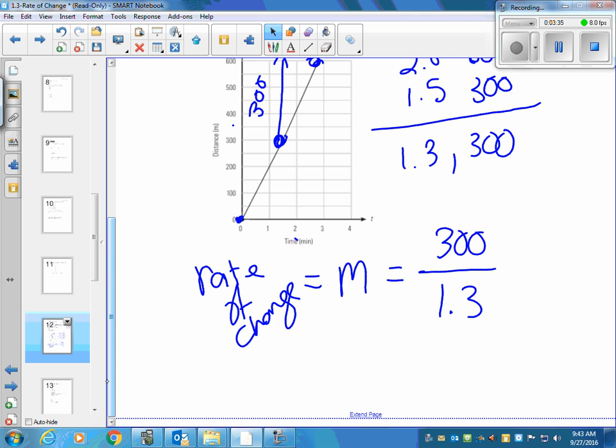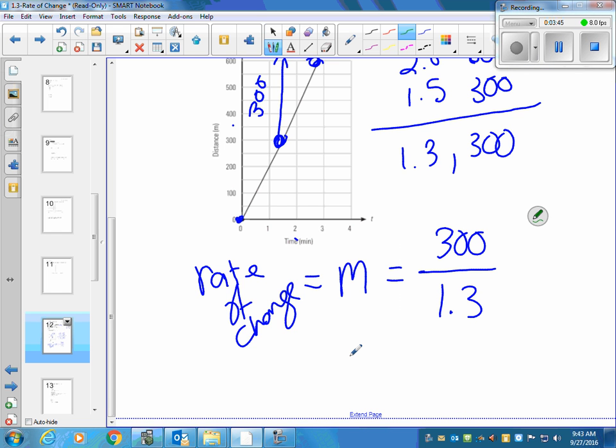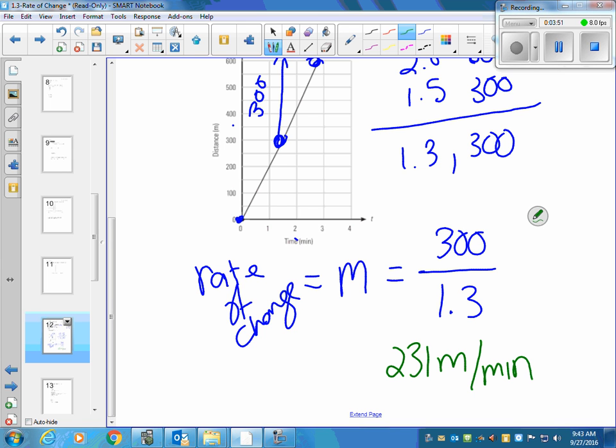So 230, that's 231 meters per minute. So every minute at that point, he's running 231 meters.